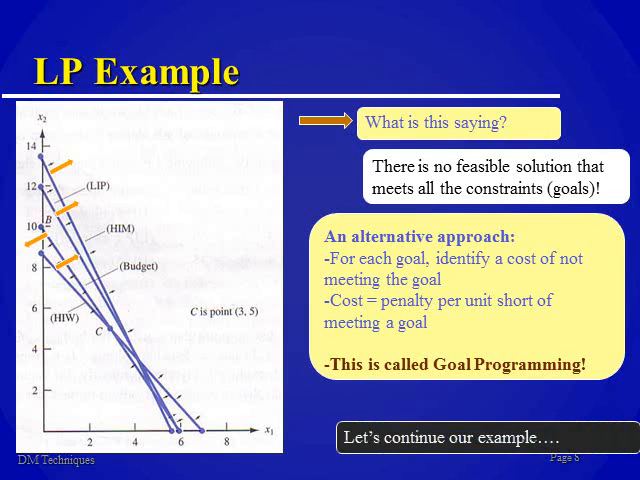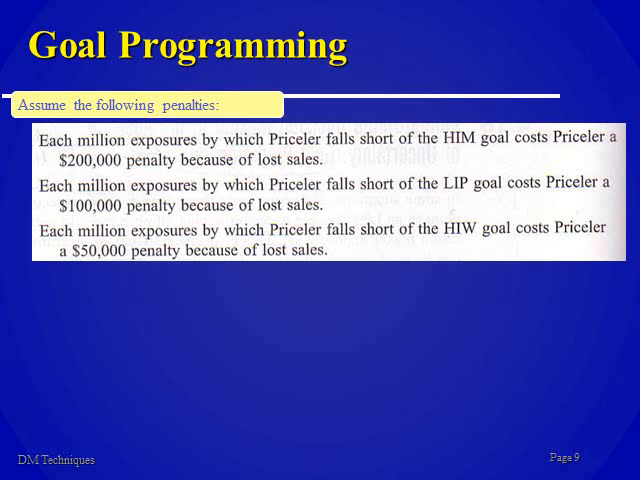So let's continue with our example to describe goal programming. We need to specify penalties, so let's assume the following. Each million exposures by which the company falls short of the high income man goal costs the company a $200,000 penalty because of lost sales. Each million exposures by which Chrysler falls short of the low income people goal costs Chrysler a $100,000 penalty. And each million exposures by which Chrysler falls short of the high-income woman goal costs Chrysler a $50,000 penalty because of lost sales.